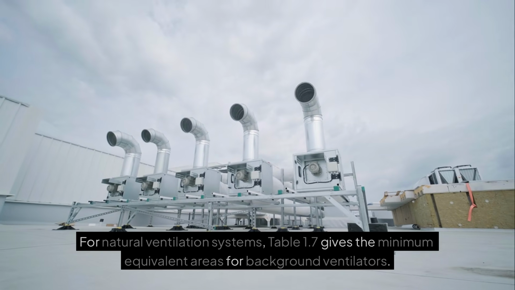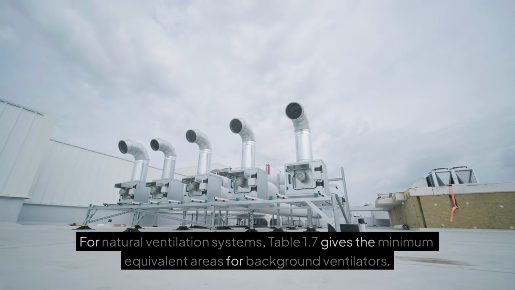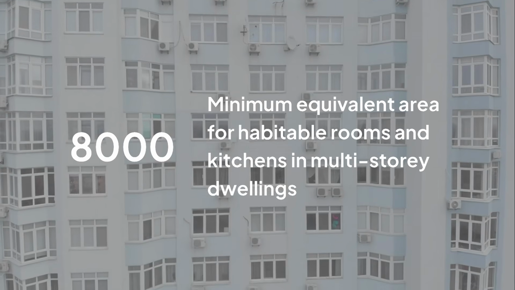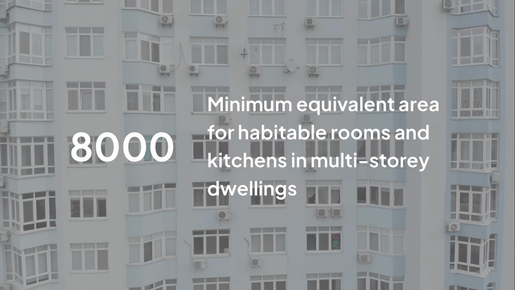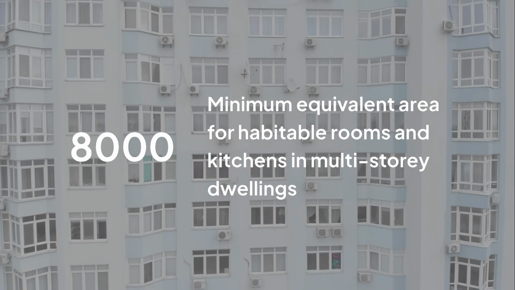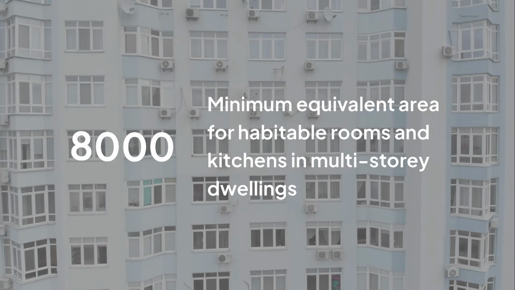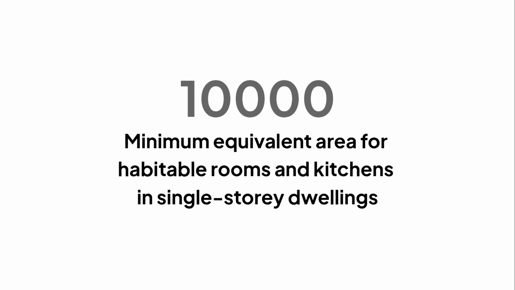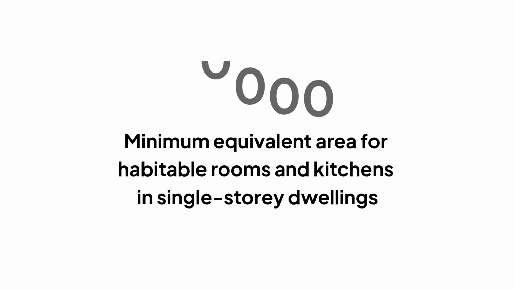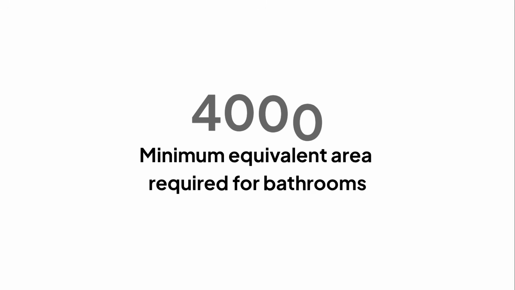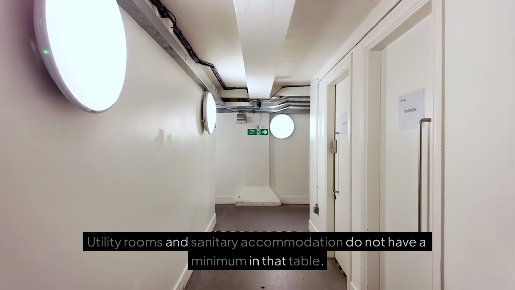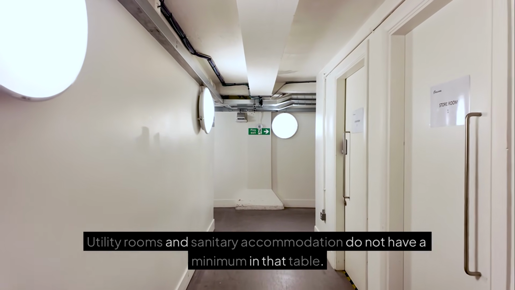For natural ventilation systems, Table 1.7 gives the minimum equivalent areas for background ventilators. In a multi-story dwelling, the minimum equivalent area is 8,000 square millimeters in habitable rooms and 8,000 square millimeters in kitchens. In a single-story dwelling that increases to 10,000 square millimeters in habitable rooms and 10,000 square millimeters in kitchens. Bathrooms need 4,000 square millimeters. Utility rooms and sanitary accommodation do not have a minimum in that table.